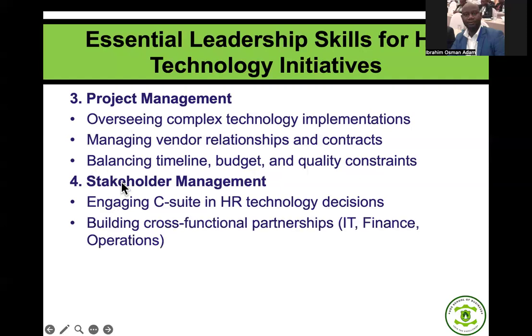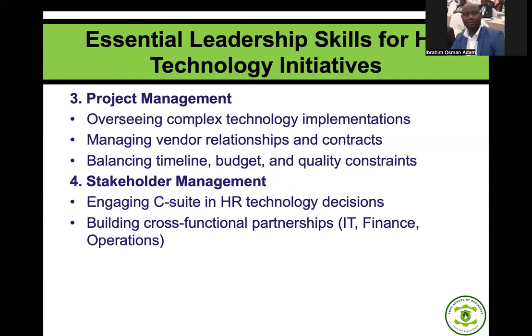Apart from that, you also need to build cross-functional partnerships. You cannot say that because you are the leader, the moment the board agrees with you, that's all. Build cross-functional partnerships because the technology you are bringing is going to be cross-functional. It's going to serve the finance department, the operations department, the accounting department. So you need the buy-in of all these people.